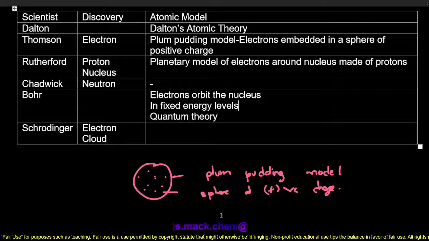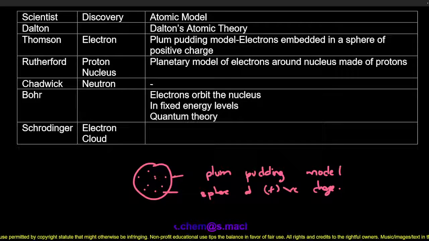We call this idea, Bohr's atomic model, or his experiments, which we have later identified as quantum theory. So Niels Bohr proposed that electrons orbited the nucleus in fixed energy levels. We call that the quantum theory.